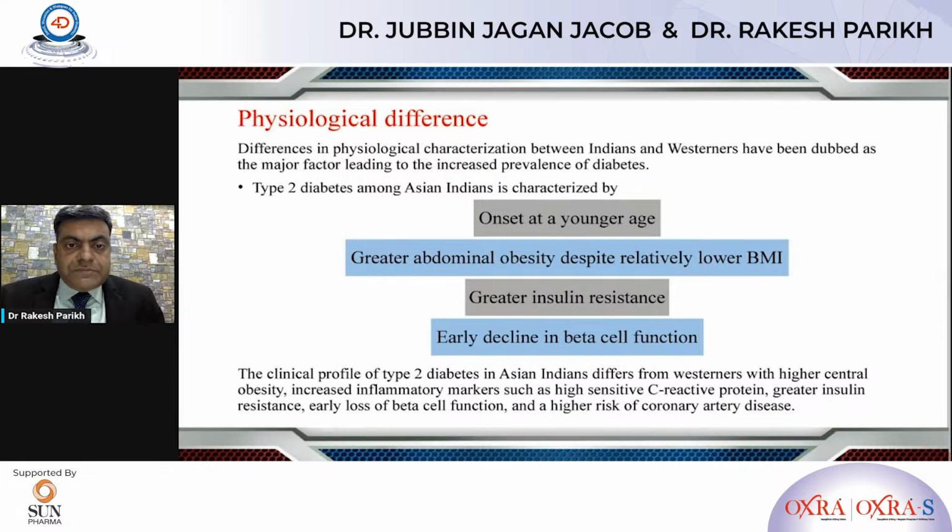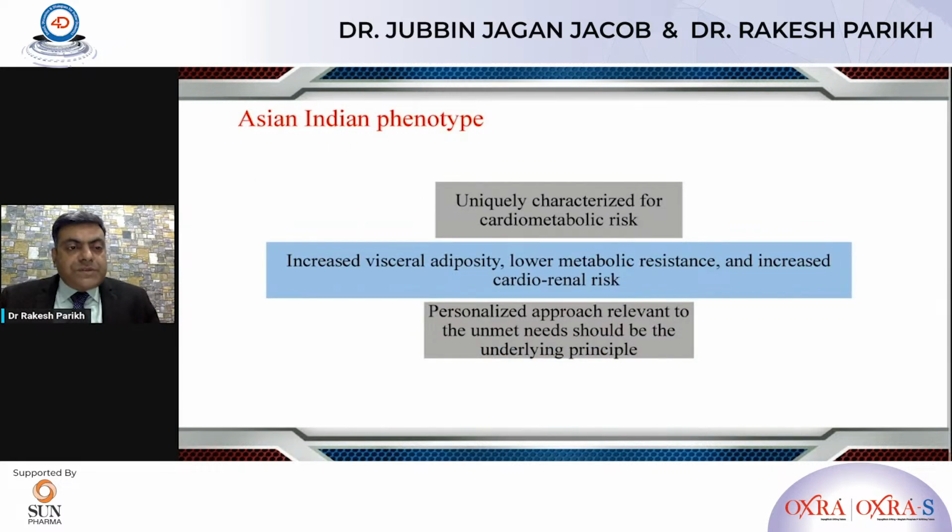Next slide, please. Now, typically to describe the Asian Indian phenotype, we are the people who are at a uniquely higher risk of cardiometabolic complications, which can be attributable to increased visceral adiposity, higher insulin resistance, and higher levels of inflammatory markers in our body, which lead to increased cardiorenal risk.